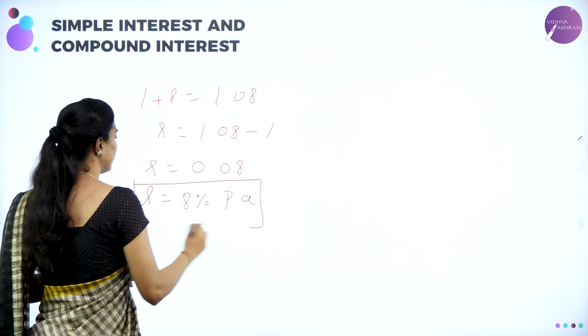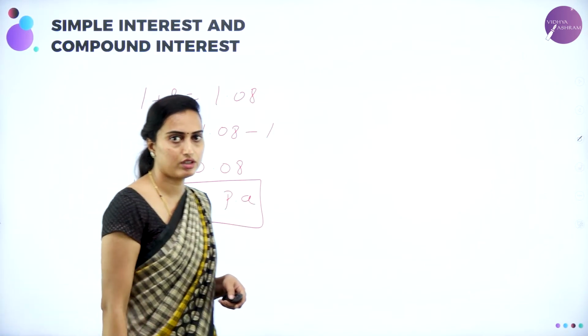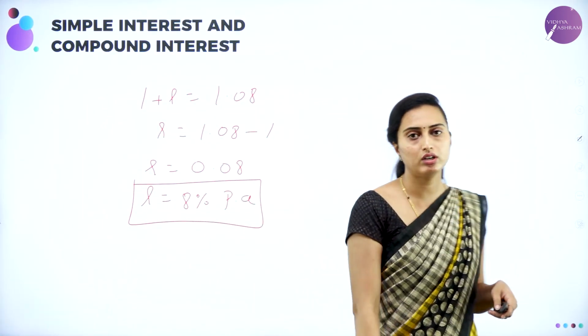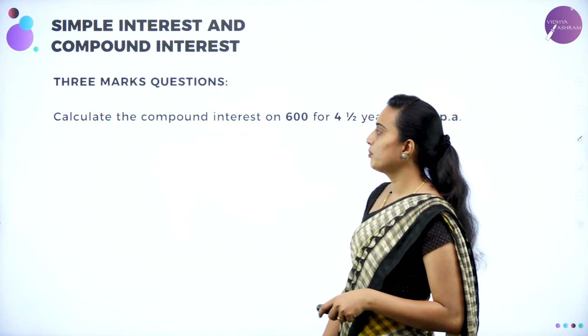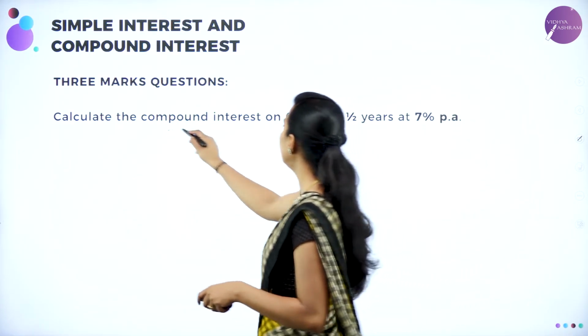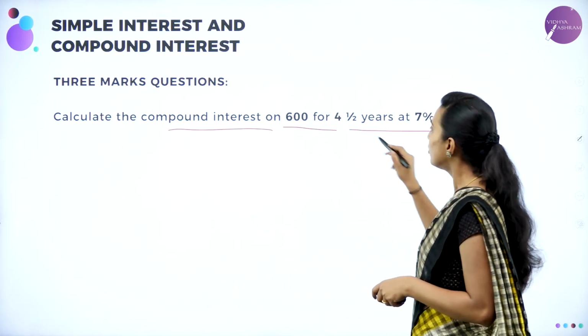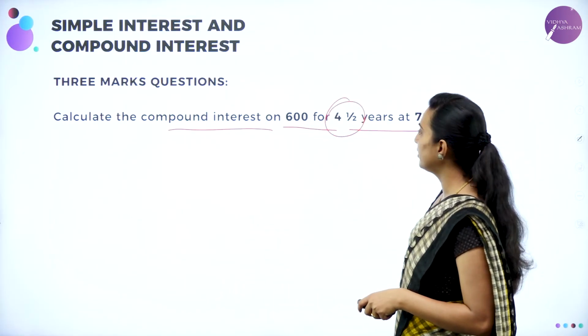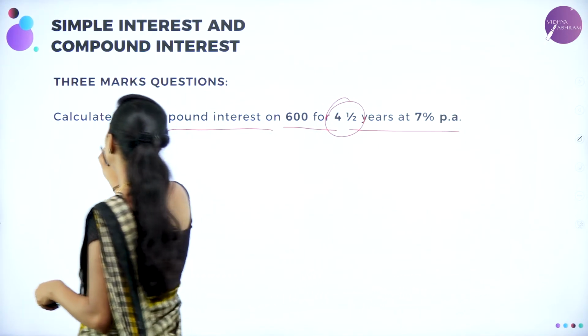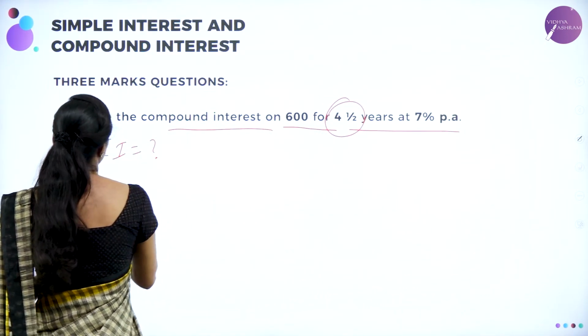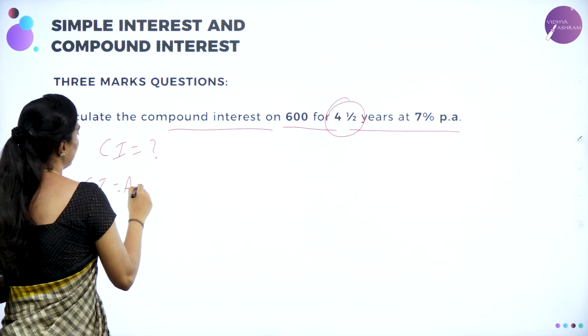That is the formula. Correct? Okay, I think you understood how to solve this problem. We'll move on to the next problem. Calculate the compound interest on 600 for 4.5 years at 7% per annum. So compound interest you need to calculate. We know that compound interest is A minus P.